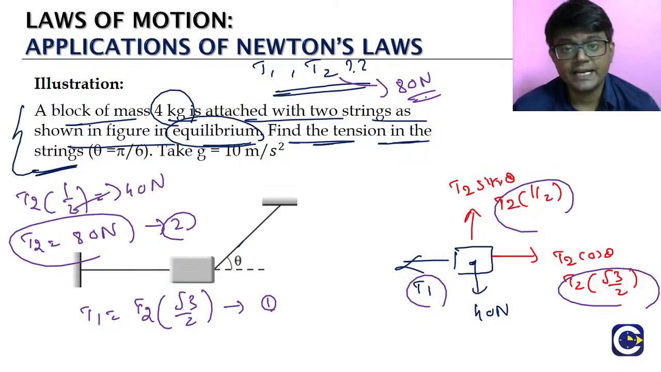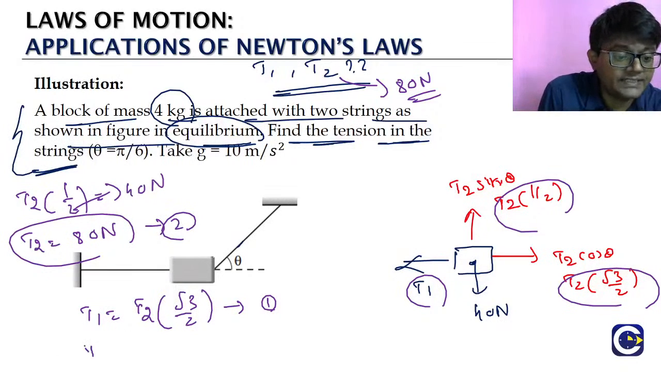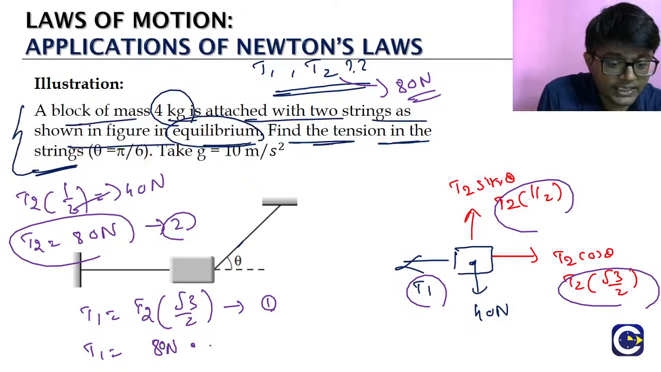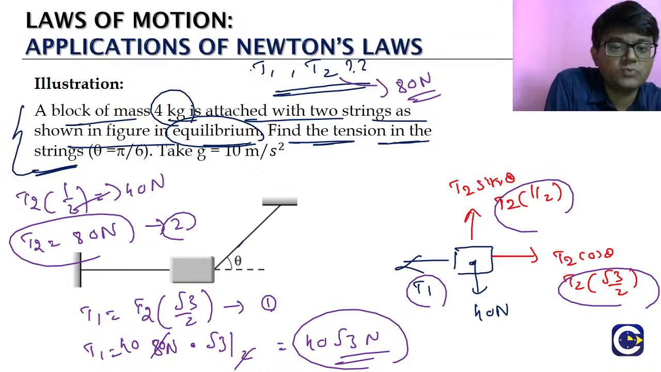Now we have to find the other tension also. T1 also we have to find, right? T1 will be how much? We'll go to the first equation. T1 is equal to what? T2, which is 80 newtons, into the root 3 by 2. So 2 40s. So how much it is? 40 root 3 newtons. That is T1. So T1 is what? 40 root 3 newtons.